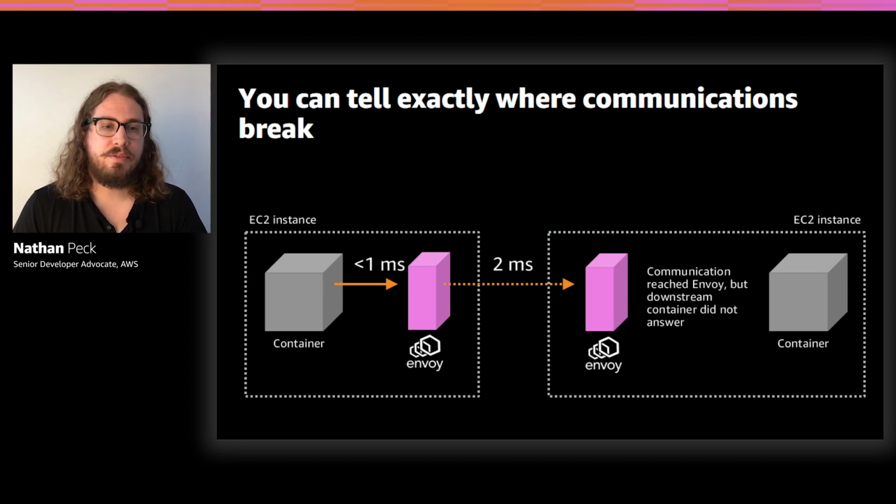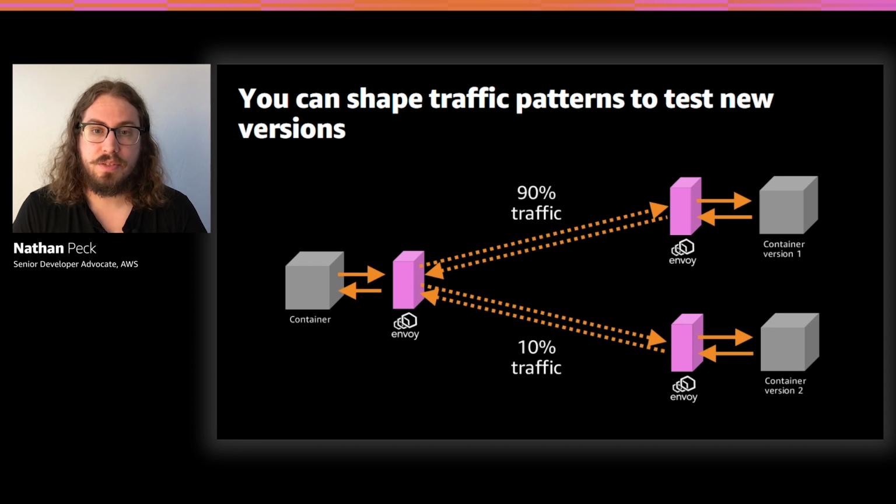The other cool thing that Envoy does is it allows you to test different versions of your application. So here, for example, I'm shifting traffic and shaping it. So I'm sending 90% of the traffic to one version of the application and 10% to the other version of the application. And I'm able to measure different parameters and latencies and response times and error rates and all sorts of different information about how these different versions of the application perform.